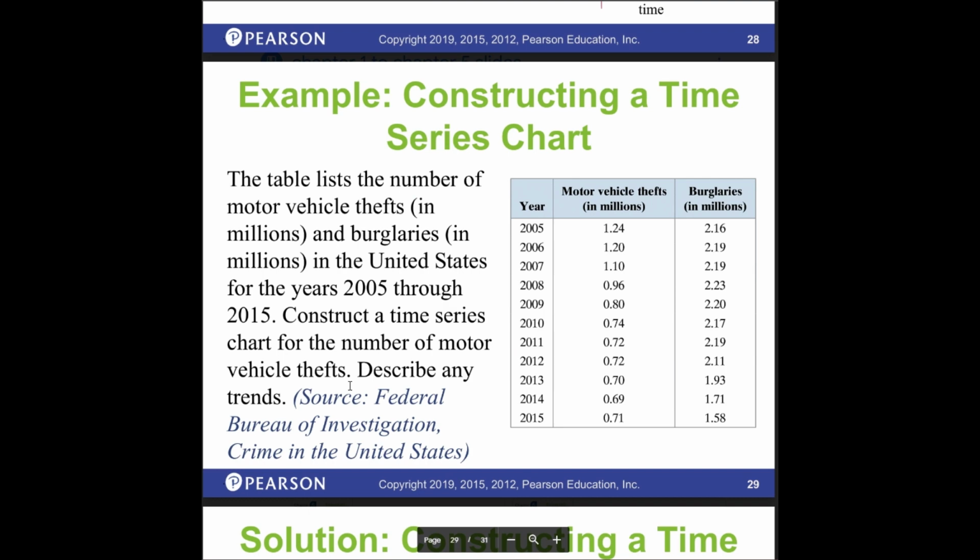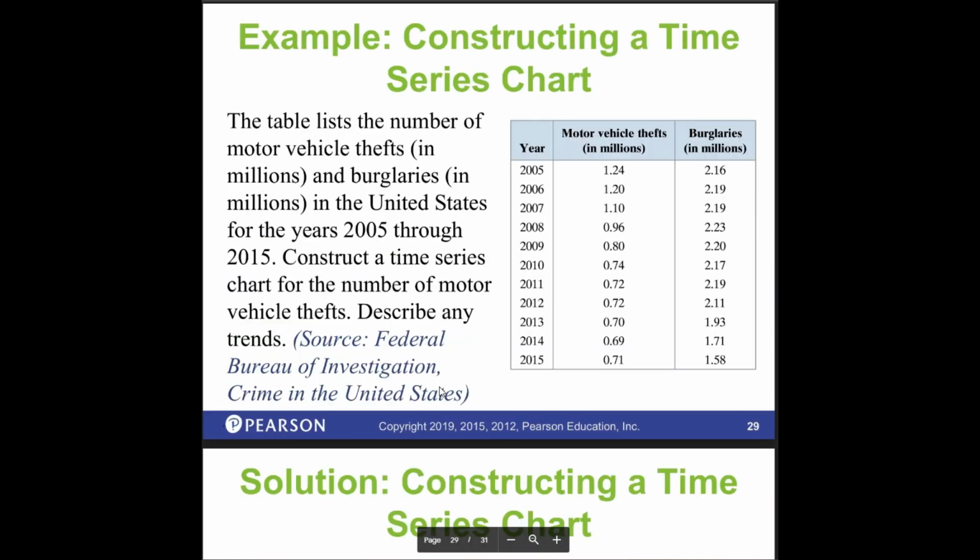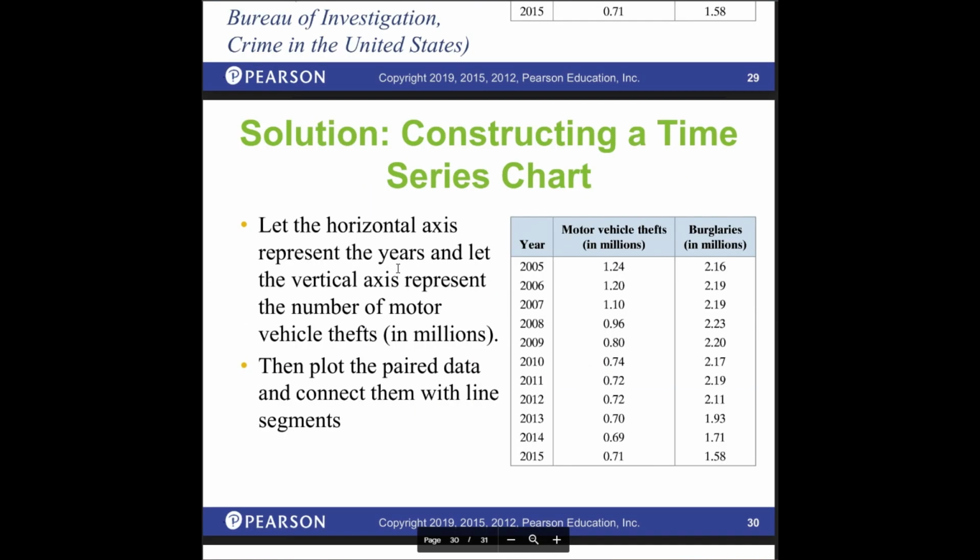The table lists the numbers of motor vehicle thefts in millions and burglaries in millions in the United States for the years 2005 through 2015. Construct a time series chart for the number of motor vehicle thefts. Describe any trends. As you can see, we have the numbers here. Let the horizontal axis represent the years and the vertical axis represent the number of motor vehicle thefts in millions. Then plot the paired data and connect them with line segments.